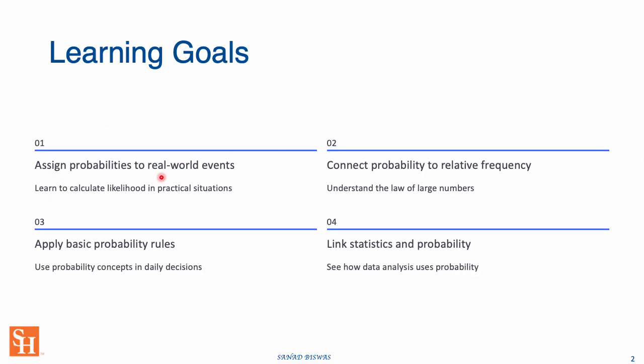By the end of this lesson, you should be able to assign probabilities to real world events, and connect the concept of probability and relative frequency. We have already talked about relative frequency in our previous chapters. Relative frequency is very closely associated with probability, and in this chapter we'll discuss how. We should also be able to apply basic probability rules and use probability concepts in our daily decision making, and finally to link statistics and probability, because many statistical methods arise from the concept of probability.